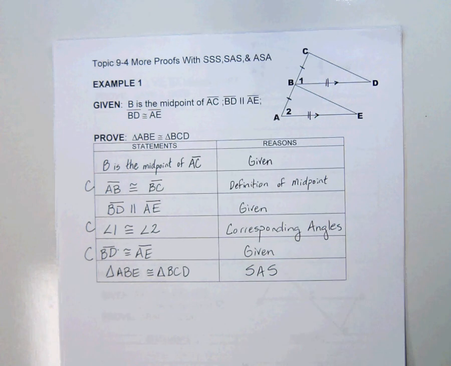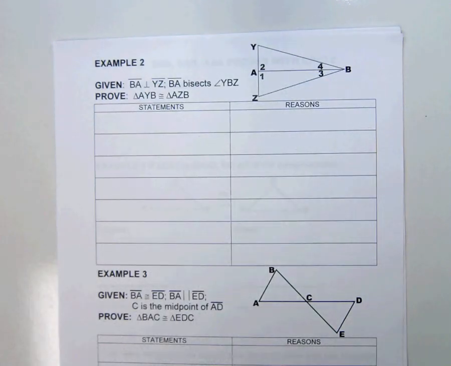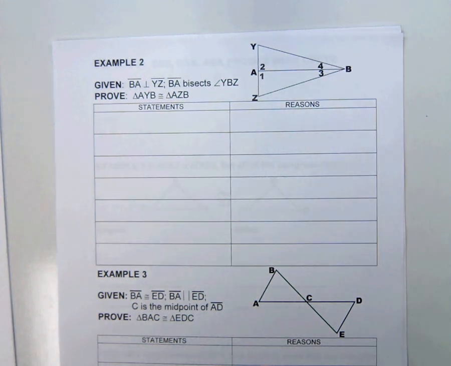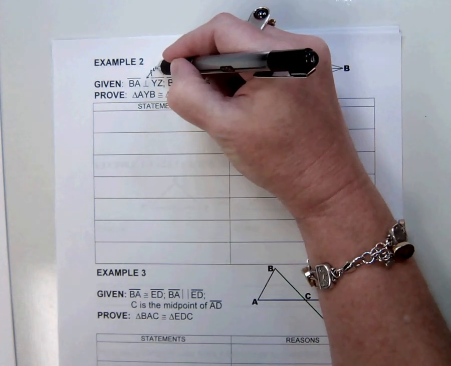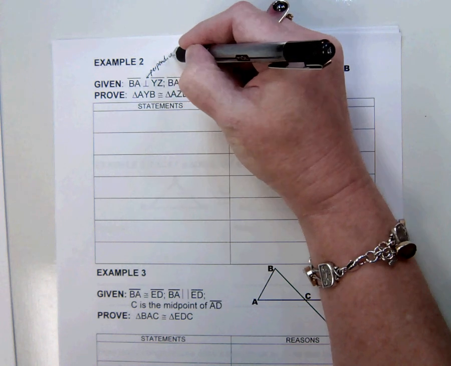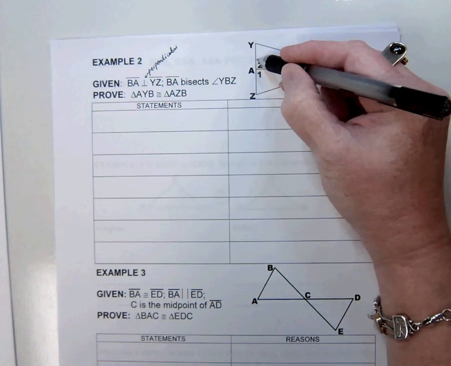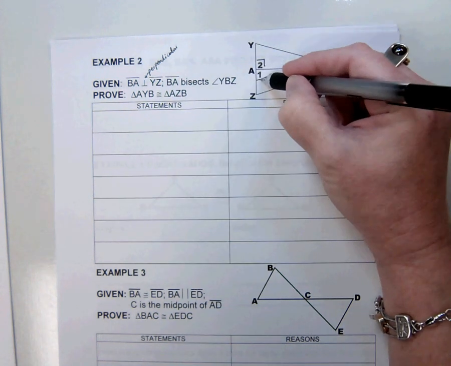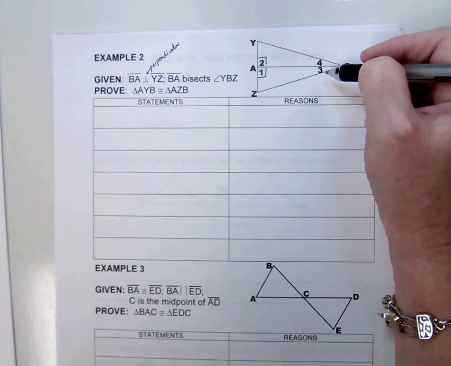All right, let's go to example 2. The picture has two triangles, and we're going to prove that triangle AYB and triangle AZB are congruent. This symbol right here means perpendicular. I think I'll write that up here. Perpendicular just means they're going to create a right angle. If you want to use a right angle box, you can. That means since BA is perpendicular to YZ, you can write a right angle box.